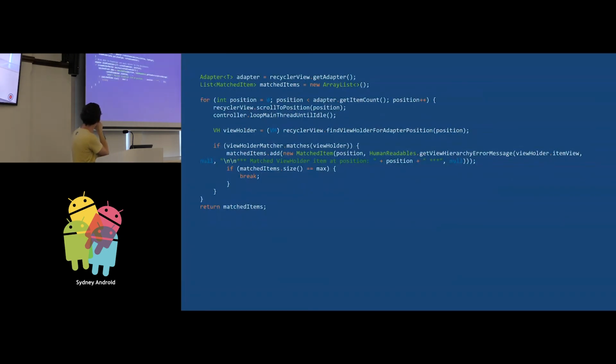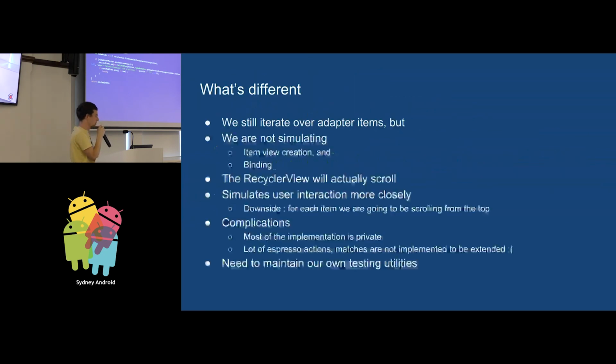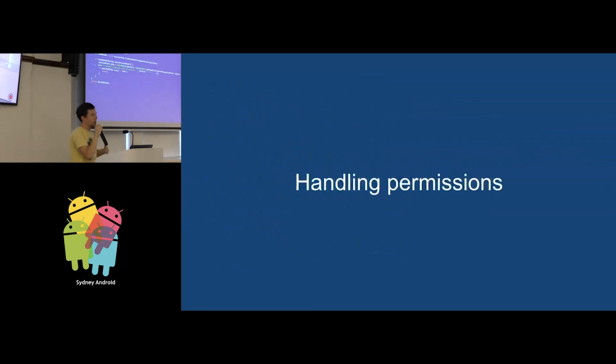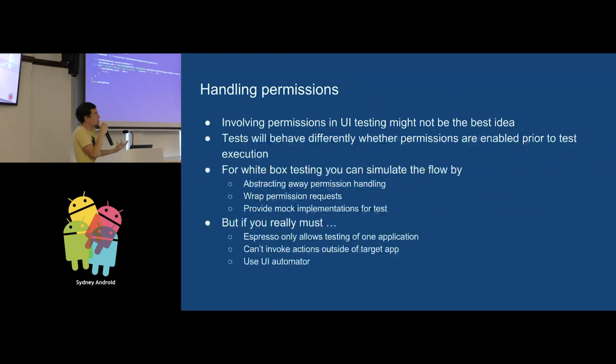So the original implementation, as you see, goes through, creates the views, binds the views, and then does the matching. And the updated one is going to do almost the same thing, but for each and every adapter position, we actually will call the recycle view to scroll to that position. So those items are going to be created by the recycle view, hence simulating the natural way things are happening. So you're going to be closer to what we expect, and our matches are going to work more perfectly.